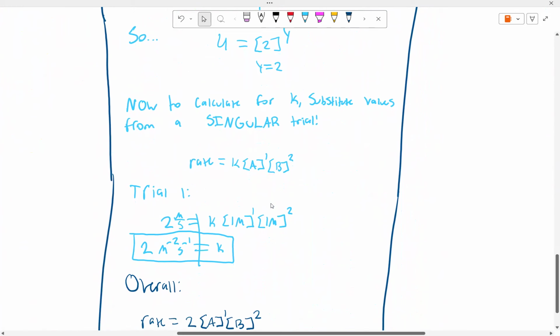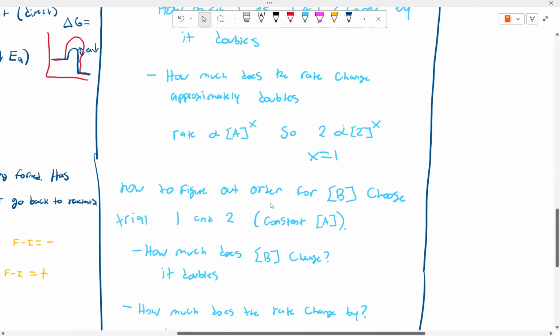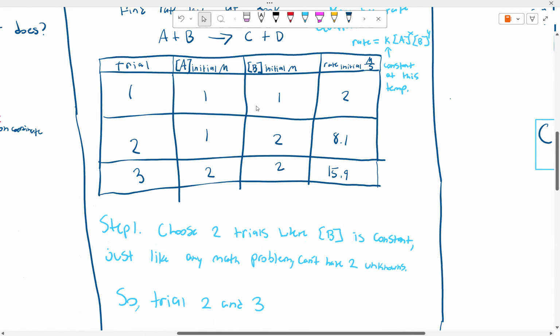But now we need to find k because we're not complete yet. Our kinetic equation is not complete. So basically, you could just plug and chug. You could choose any of these values in order to plug in. Always choose the simplest one. So in this case, because these all have whole numbers, trial 1 is easiest, since anything that is 1 is easiest, you know.